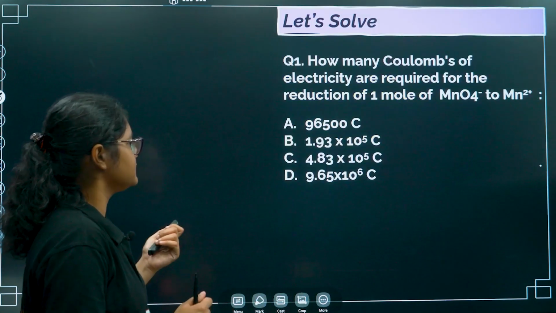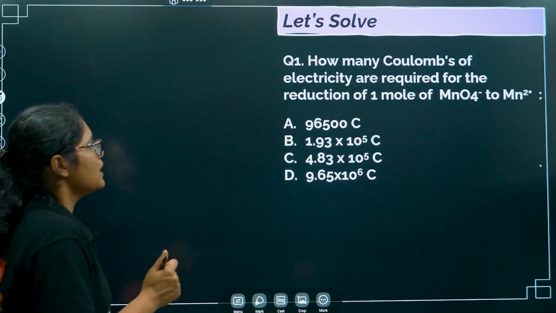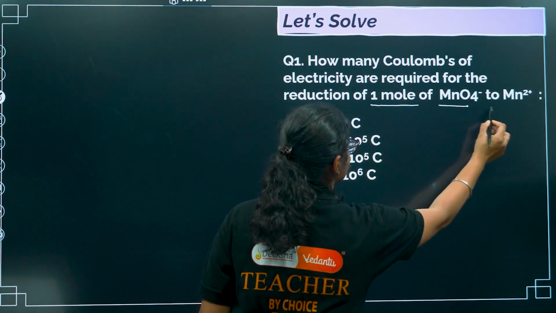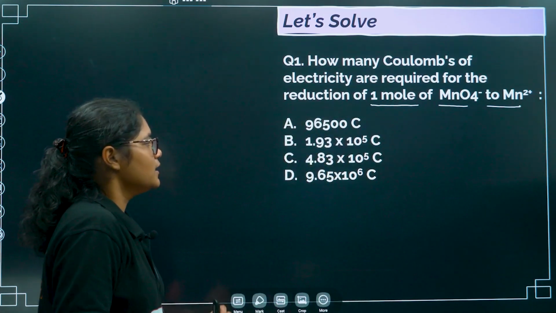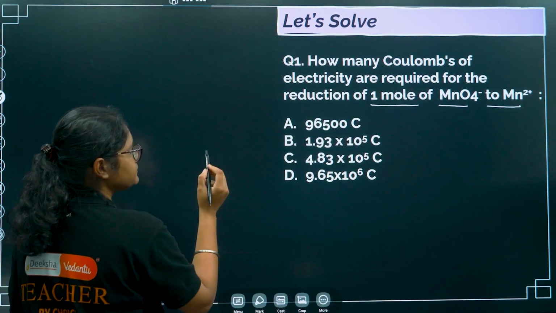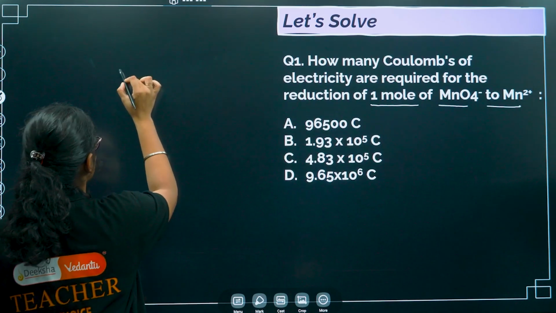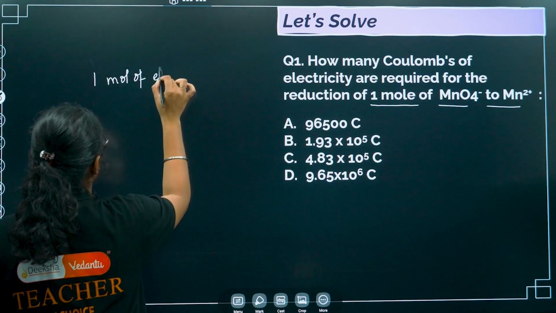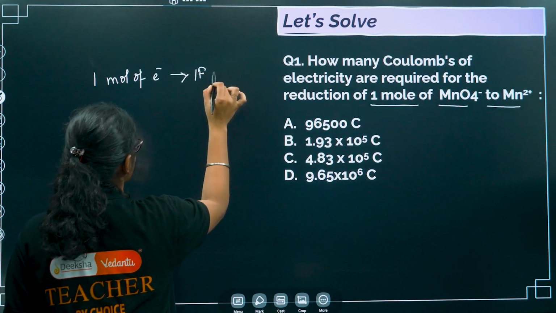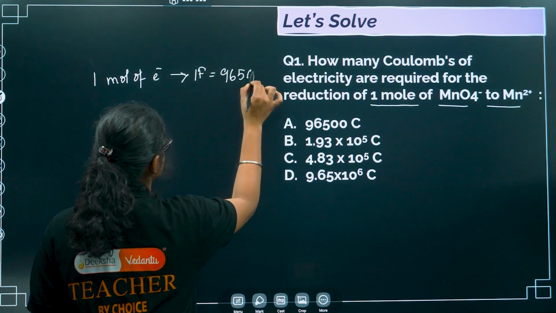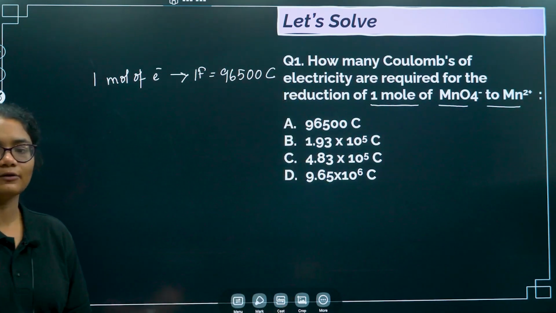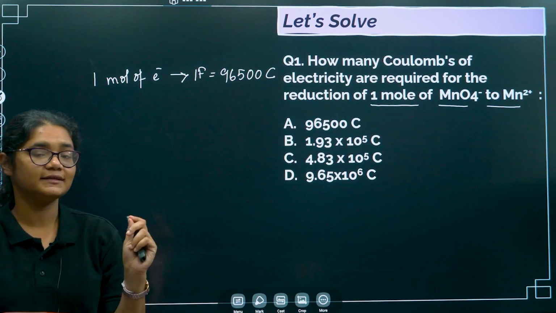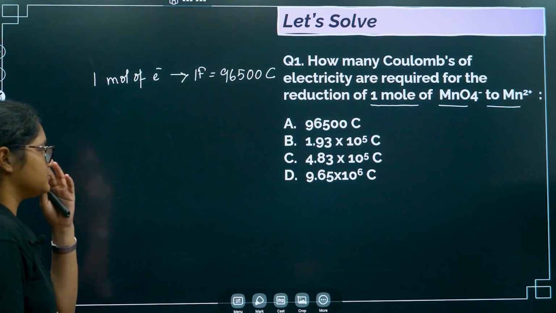So now we will solve a question quickly. Question number 1. How many coulombs of electricity are required for the reduction of 1 mole of MnO4 minus to Mn2 plus? So here you should remember what is 1 mole of electron. 1 mole of electron charge is called 1 Faraday, which is equal to 96500 coulombs. That you have to remember. 1 mole of electrons is equal to 1 Faraday, which is equal to 96,500 coulombs. Now let us do this question.